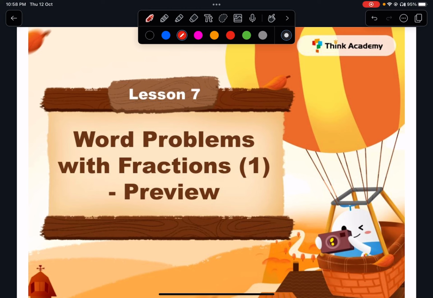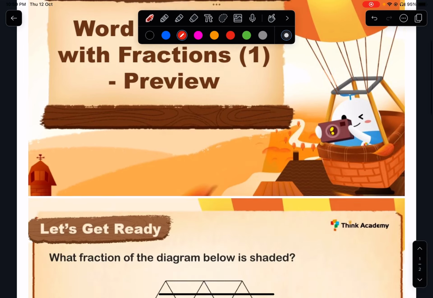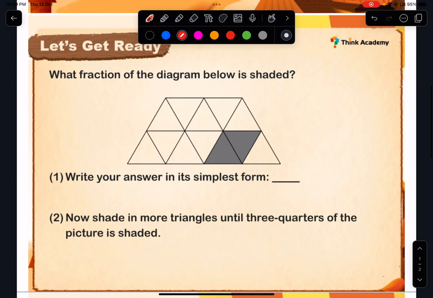So the topic for lesson 7 is word problems with fractions, and in the previous class we already learned how to do multiplication and division of fractions. So in this class we are going to apply what we have learned previously and solve some word problems. And before we do it, we can try to solve some very easy questions. So let's start from this question.